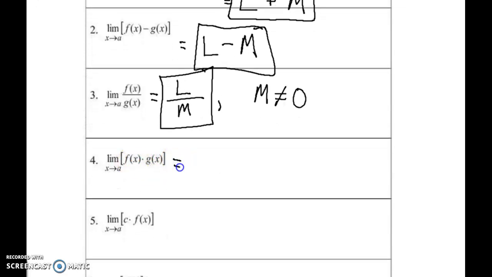The next one, same thing. You can just split them up into two separate limits, so you can multiply them. Just find each individual limit and then multiply those values together. Same thing goes with the next one.